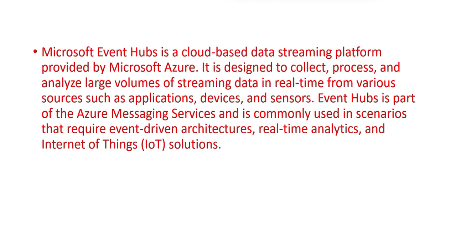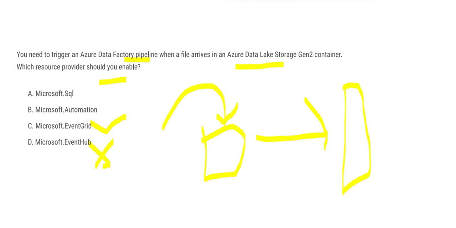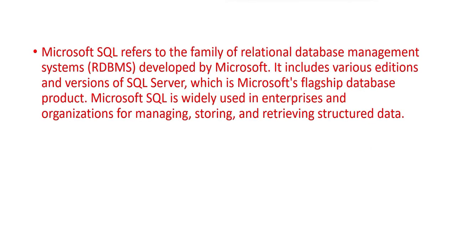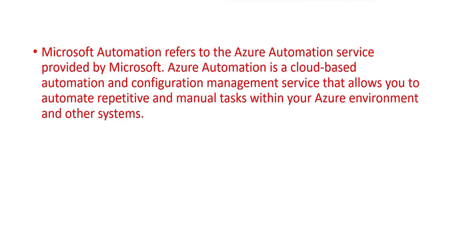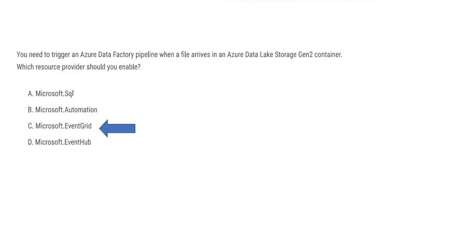Why not Event Hub and other options? Event Hub is used with cloud-based data streaming platforms. In this question, nobody is streaming data and nobody is talking about real time, so Event Hub is wrong. Microsoft.SQL refers to an RDBMS database. It is just a database and will not do wonders here, so this is wrong. Then you have Automation, which refers to the automation service provided by Microsoft for configuration management, operating system patching and those kinds of things. The question is not talking about patch management. It is talking about activating the data factory once a file is received here. So Event Grid is our answer.